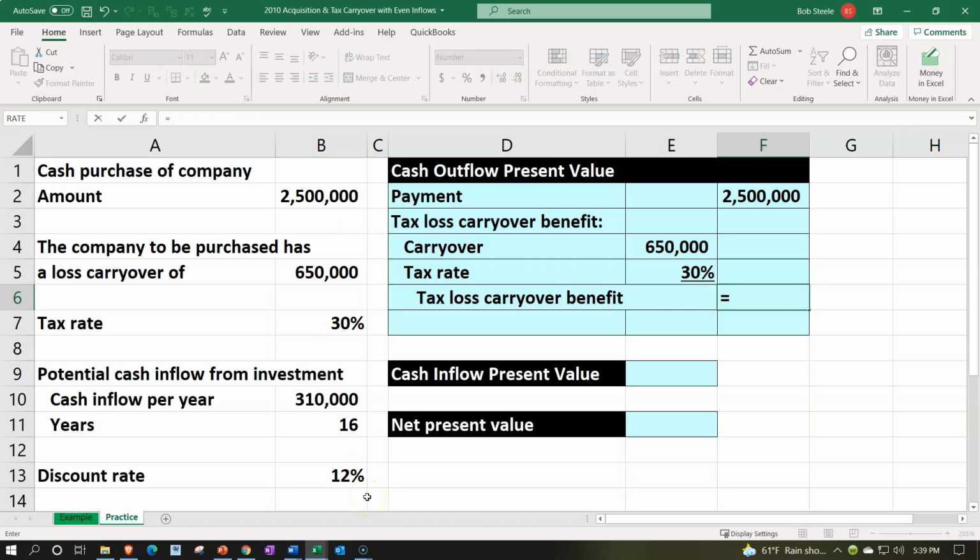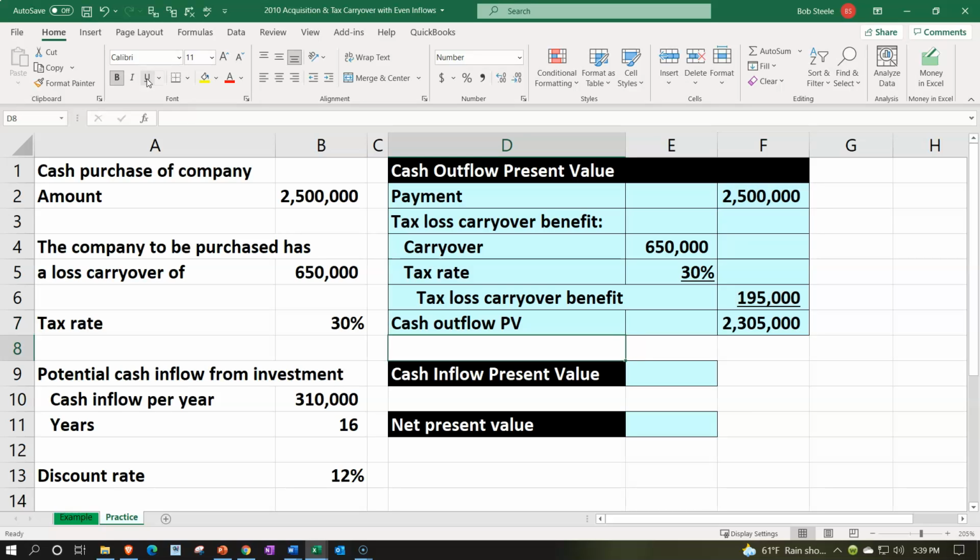That's going to be equal to the $650,000 times the 30%, or $195,000. Let's go ahead and underline that, font group and underline, and we'll call that the cash outflow present value, PV for present value. It's all in the present value because we're basically at time period 0 of the first year here. So the $2,500,000 minus the benefit we're going to have, it's going to cost us, in essence, the $2,305,000. Then we're going to look at the inflows that we have.